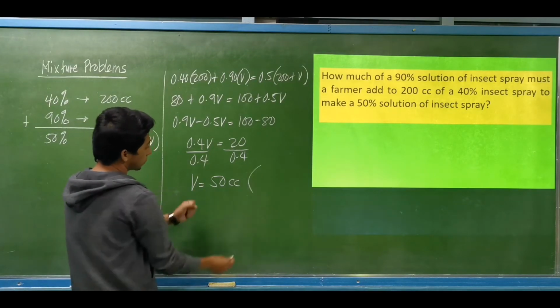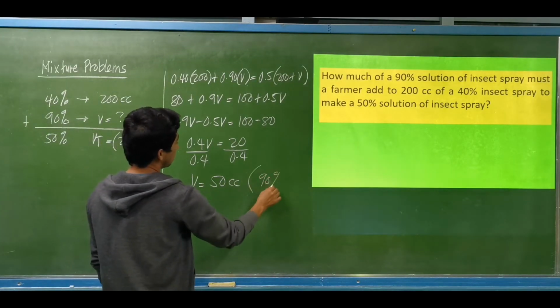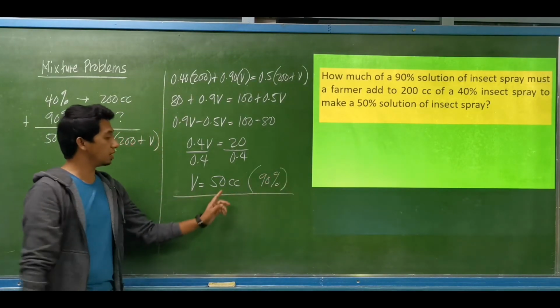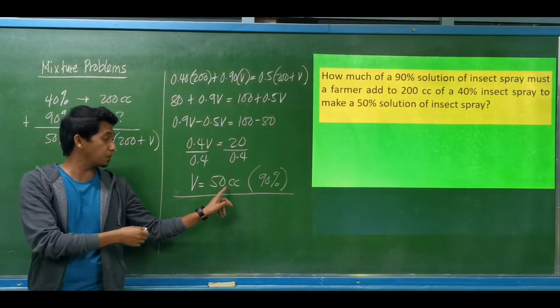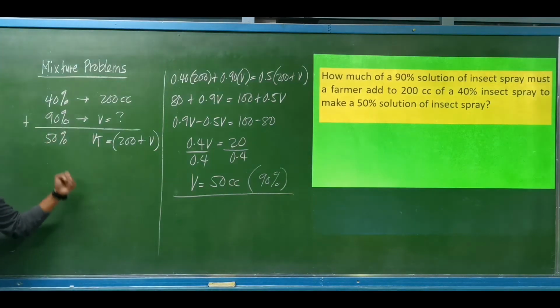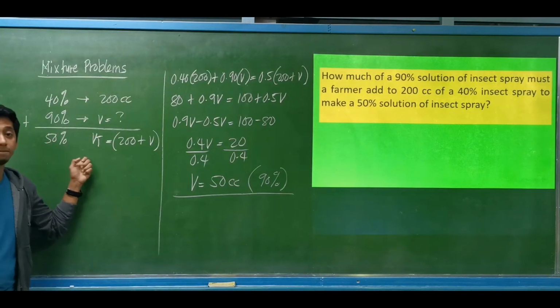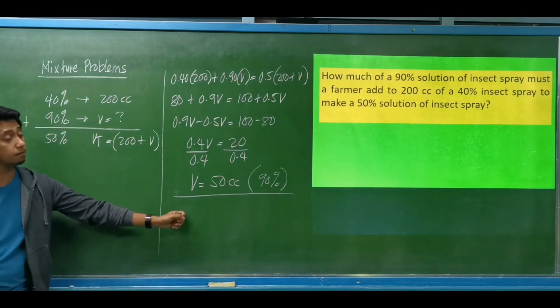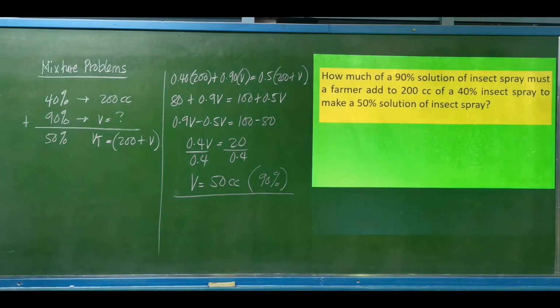And the concentration of this volume should be 90%. We are adding 50 cubic centimeters, or 50 cc, with a concentration of 90%, to have a result of a 50% solution of insect spray. So this will be our first example.